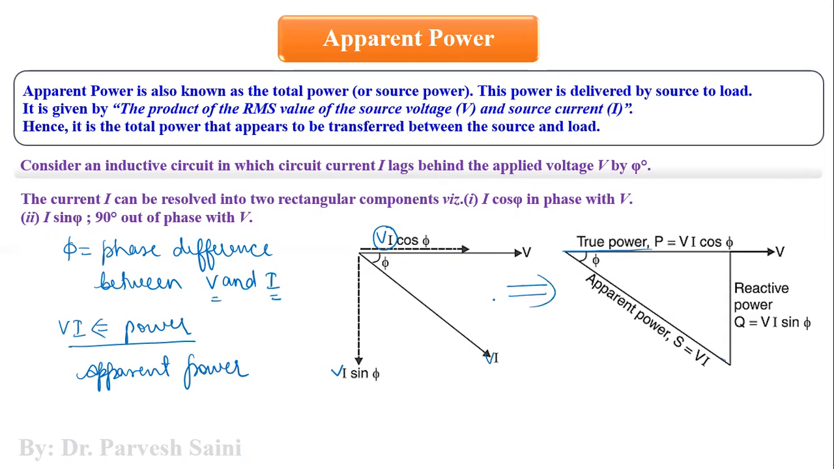Now, this phasor diagram will be converted into this diagram, which we call the power triangle. In this, we have one component, which is V into I into cos phi, meaning the voltage and I cos phi, which is one of the components of the current I. This is one type of power which we call true power. V into I is apparent power, or source power, or total power. And V into I into sin phi is another kind of power which we call reactive power.